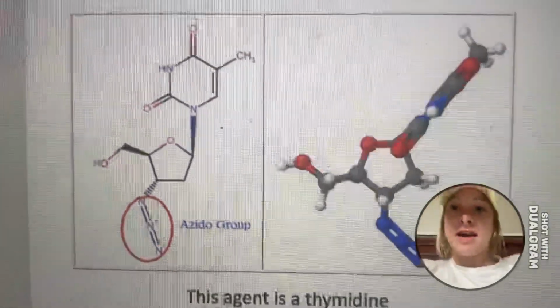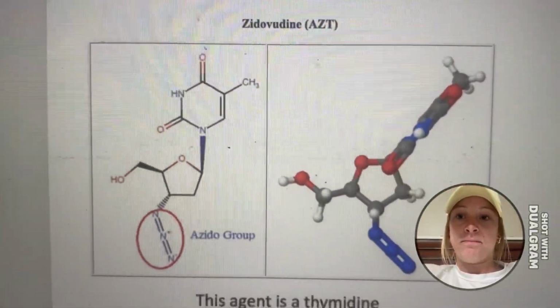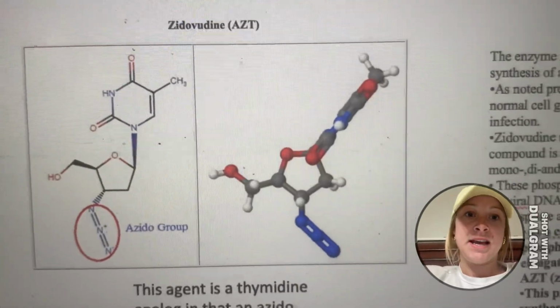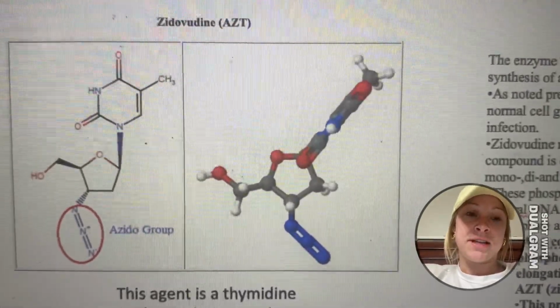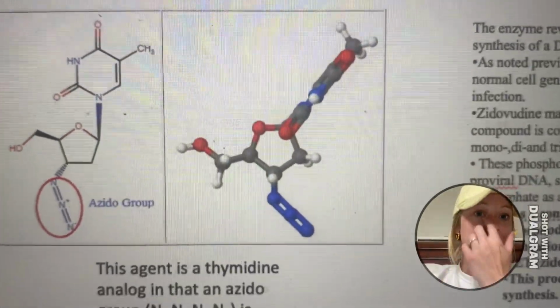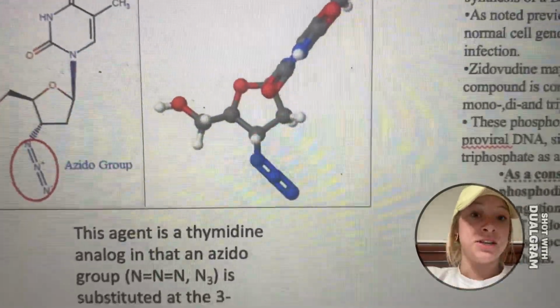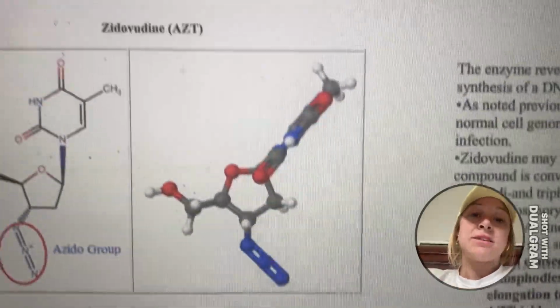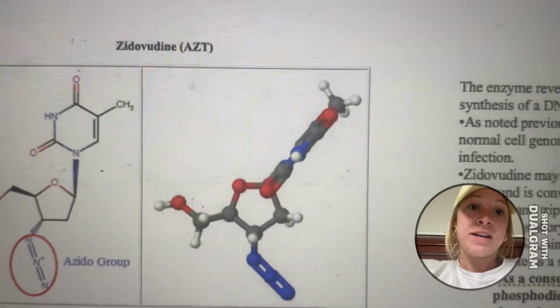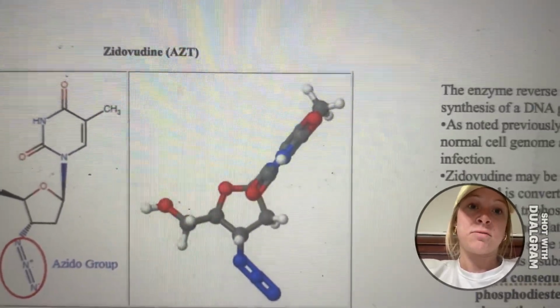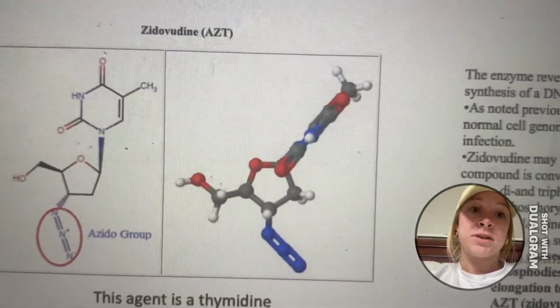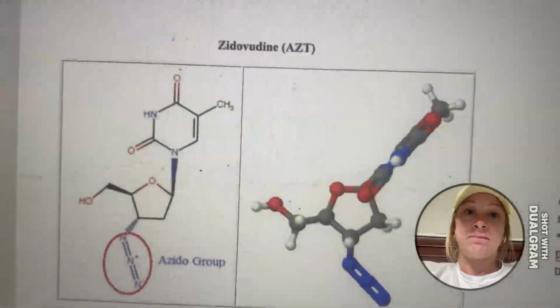And then here I have the molecule of AZT, and the enzyme reverse transcriptase of retroviruses catalyzes synthesis of a DNA genome. And as noted previously, proviral HIV DNA integrates into the normal cell genome, and upon expression results in HIV infection.